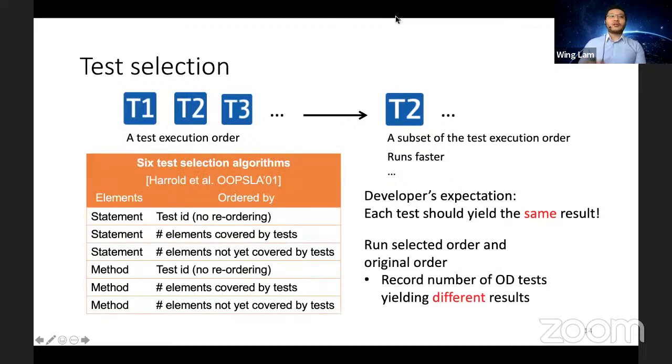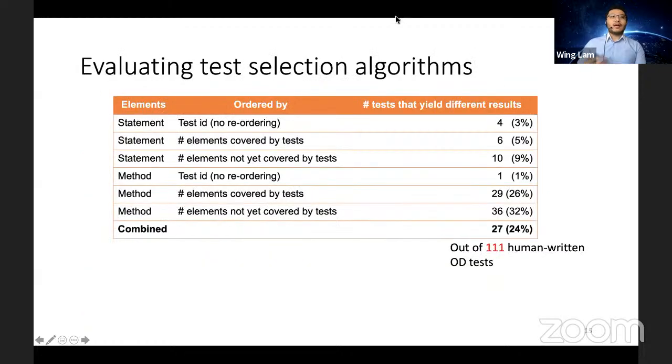For test selection, we looked at 6 different algorithms. Ones that essentially consider statements versus methods, and ones that do some reordering versus ones that do no reordering. The ones that do reordering are essentially a combination of first doing test selection followed by test prioritization. In the case of test selection, we do see that about 24% of the order-dependent tests for human-written ones did get found when we used a test selection algorithm.